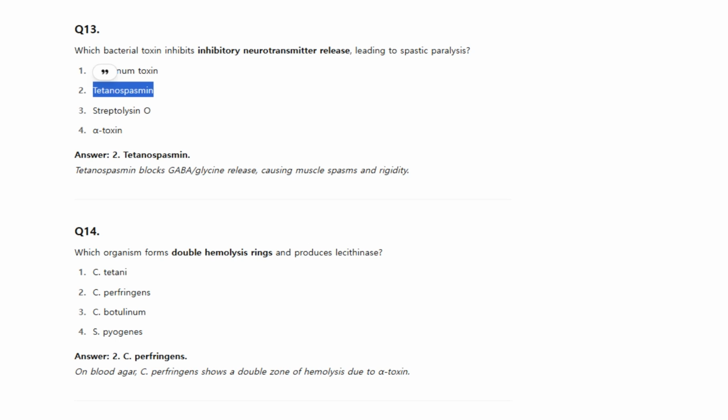Q14. Which organism forms double hemolysis rings and produces lecithinase? 1. C. tetani, 2. C. perfringens, 3. C. botulinum, 4. S. pyogenes. Answer: 2. C. perfringens. On blood agar, C. perfringens shows a double zone of hemolysis due to alpha toxin.